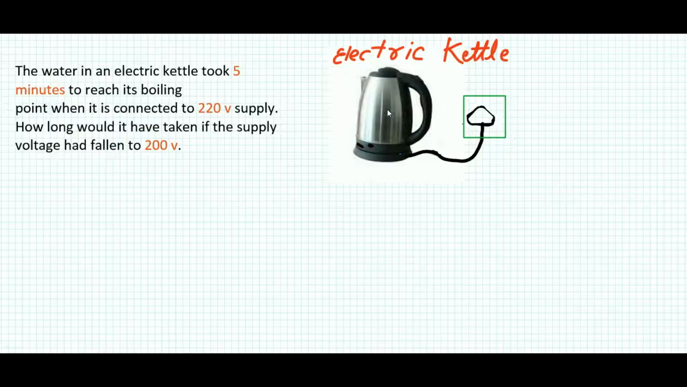So this is the electric kettle. It is connected to an AC main of 220 volts. Now the water inside it reached its boiling point and it takes 5 minutes. The question is, if the voltage, which is 220 volt, had fallen to 200 volt, what would be the time required in that case? The sum looks quite difficult, but I am going to explain it in a more simple way. So we will calculate the electrical energy taken by the electric kettle in the first case.